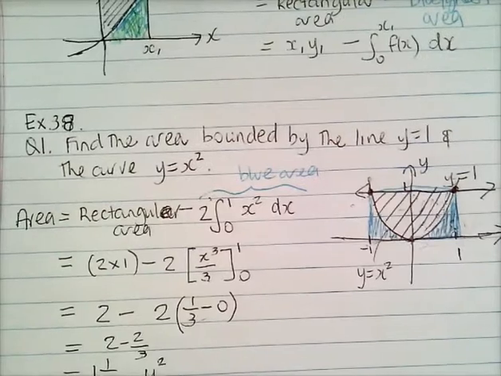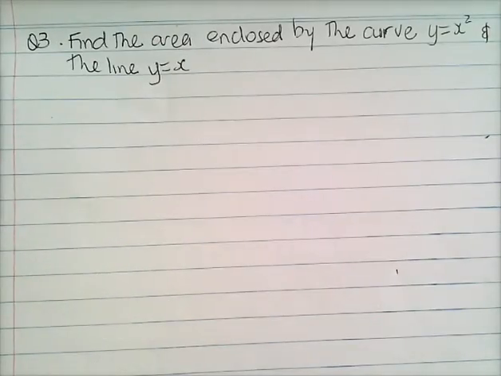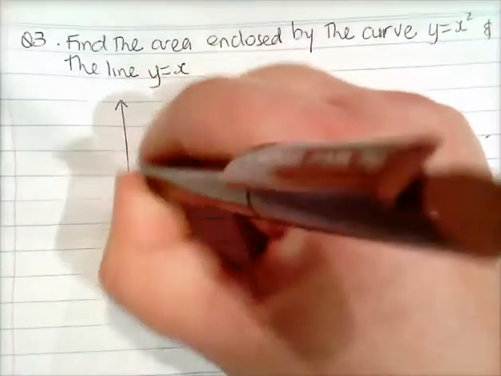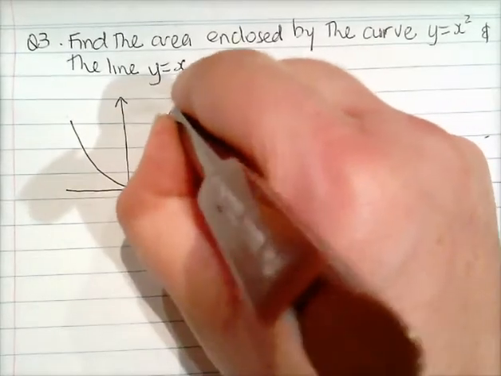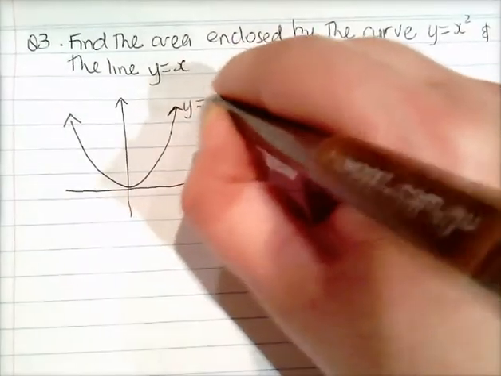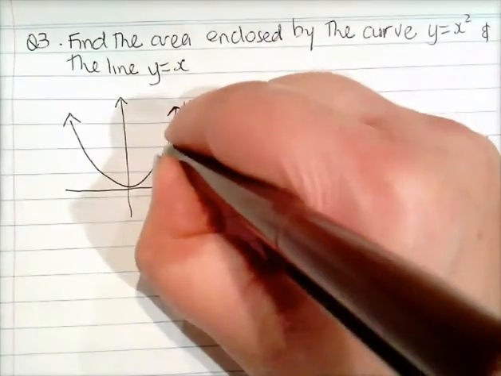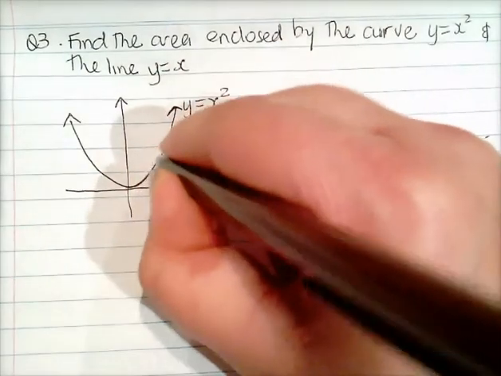I'm going to go to question 3 now. Question: find the area enclosed by the curve y equals x squared and the line y equals x. Again, you must sketch it. So we know y equals x squared is a concave up parabola, vertex 0, 0 at the origin. Just got to be very careful sketching this.